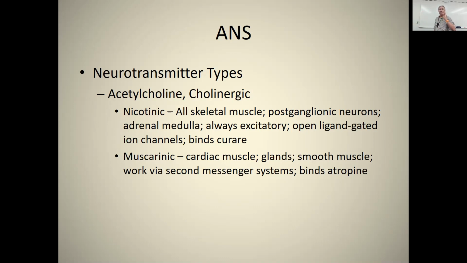which is the poison arrow frog toxin. And it's named because nicotine binds to it. Muscarinic is named because some kind of fungal compound connects to it. They're found on cardiac muscle, glands, and smooth muscle, and they work via a second messenger system. It binds atropine. So they're a little slower because they go through a second messenger system, similar to water-soluble systemic hormones. You remember: bind to a G protein, activate adenylate cyclase, and make cyclic AMP.